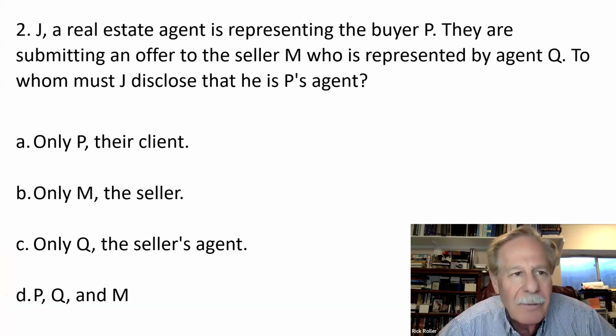Number two, please. A real estate agent, J, is representing the buyer P, and they're submitting an offer to the seller M, who's represented by agent Q. Boy, P's and Q's. All right.